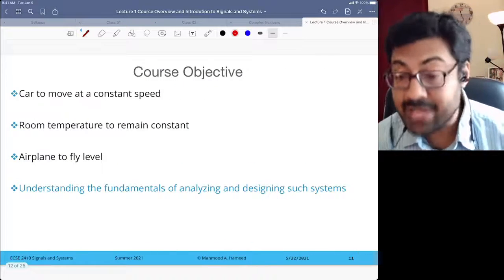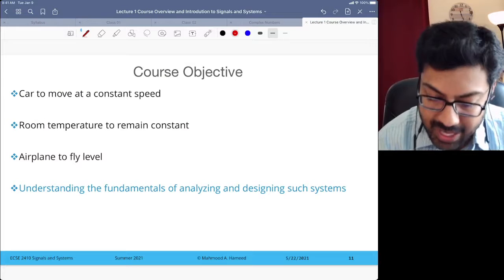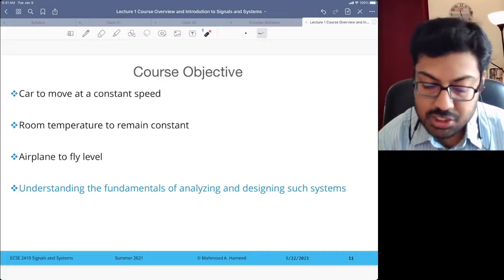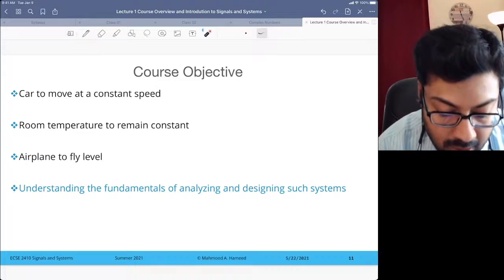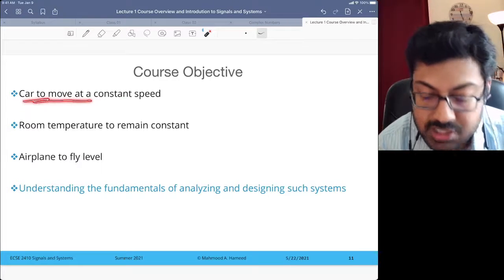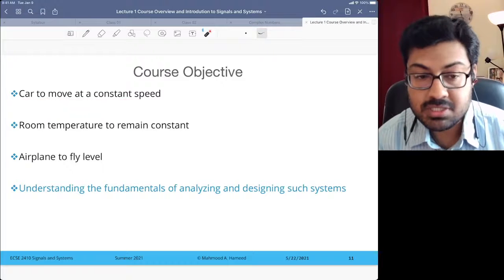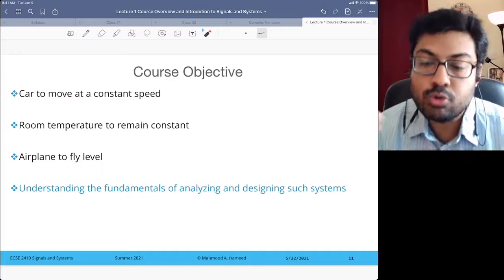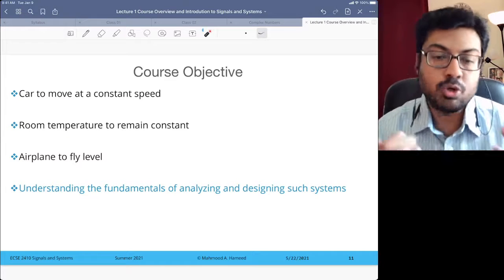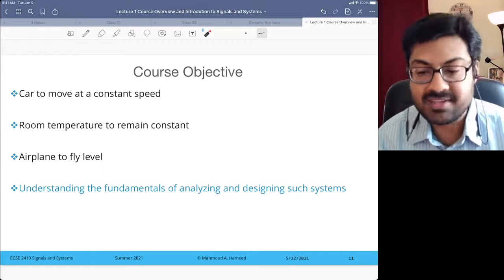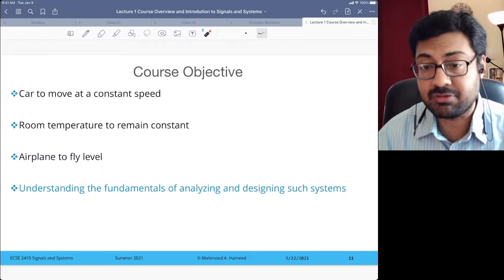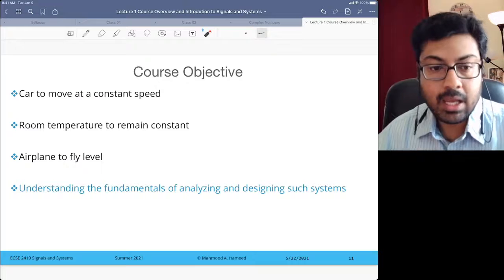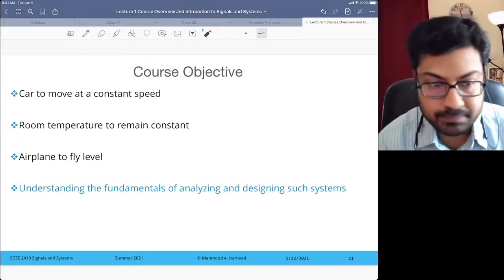Let's move on. So the objective of this course is to understand the fundamentals of analyzing and designing such systems. Can you design systems such that a car moves at a constant speed? Maybe you use some feedback. Maybe you use your eyes as the sensors, or maybe you have cameras to give you that signal in an electronic way, and then you can control the speed of the car.